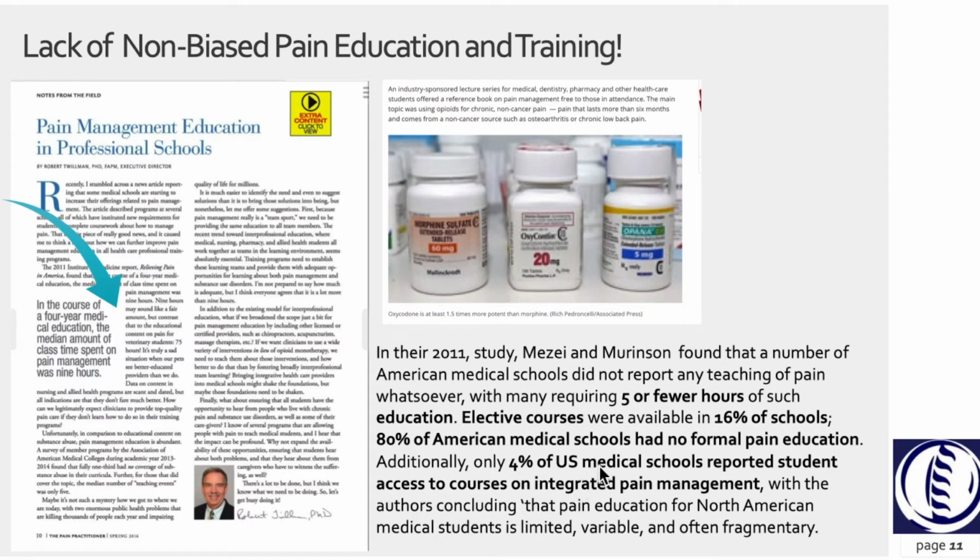In addition, American medical schools report 5 or fewer hours of education in pain. Elective courses were only available in 16% of medical schools. 80% of medical schools had no formal pain education, and only 4% of medical schools reported an integrated pain management program.